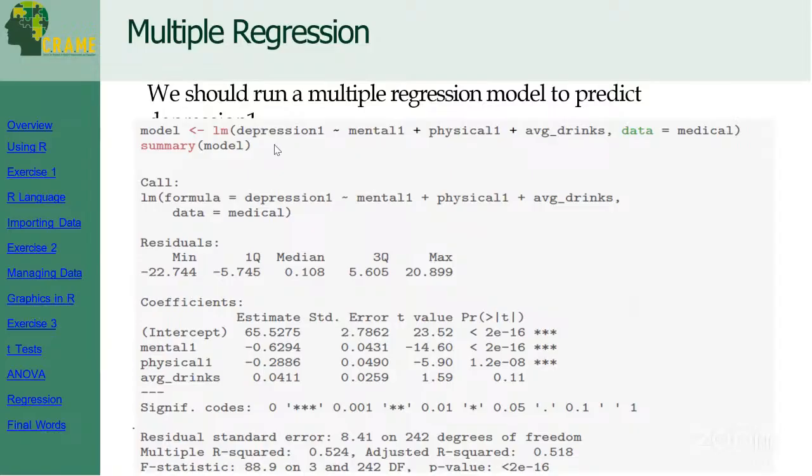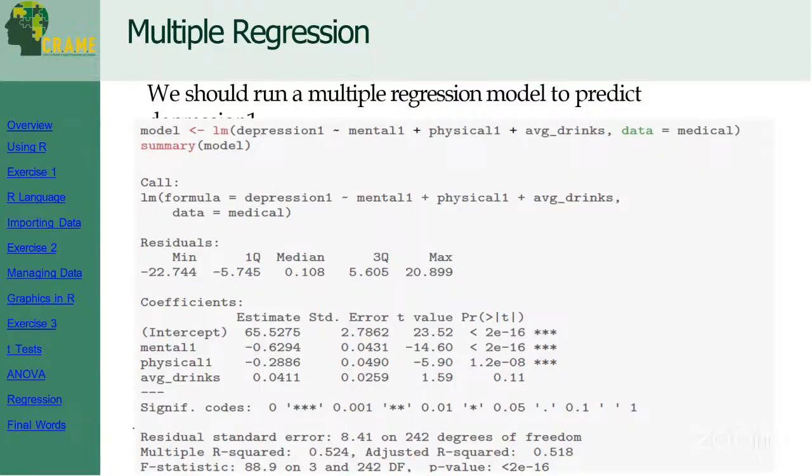So for example, I am interested to know the depression level, right? The mental, physical, and average drinks are the three variables which I have seen from the correlation table are affecting it, and I would like to see this model. These three are the significant variables: intercept, mental, and physical, whereas average drinks is not a significant variable here if you see this output. So average drinks can be removed from this model. It's not going to affect it.